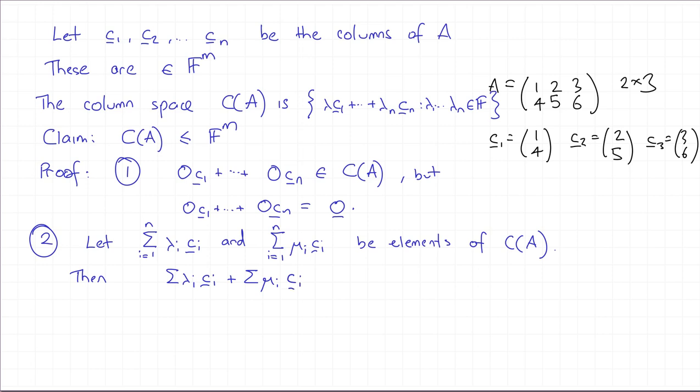What happens when I add this? Well, I'm free to group the C1s together. So I've got lambda 1 plus mu 1, lots of C1, and lambda 2 plus mu 2, lots of C2. So if I do this for all of them, I'll get the sum over i of lambda i plus mu i times ci. Okay, those lambda i plus mu i's are just some other scalars. So what you've got here is a linear combination of the columns again. So this thing is an element of C of A, the column space.